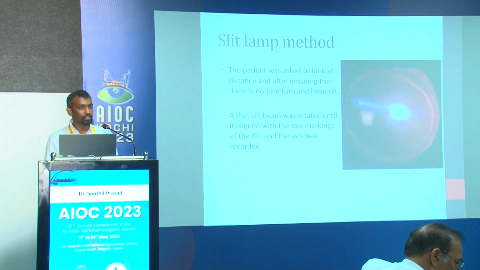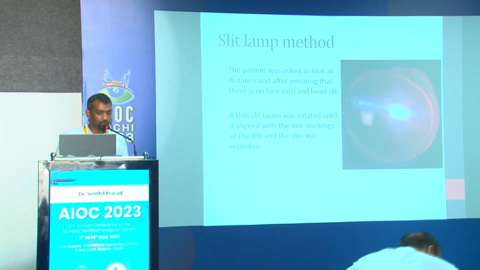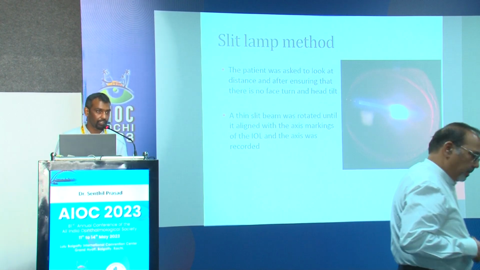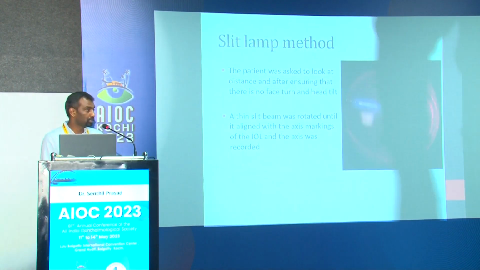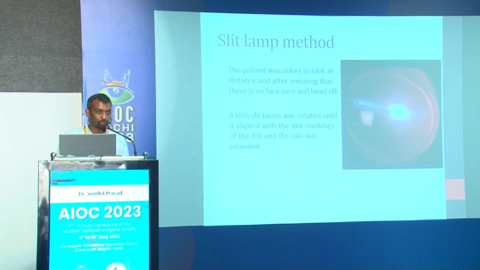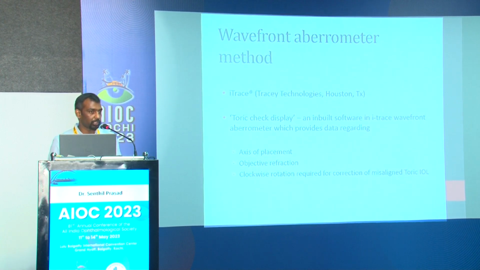For the slit lamp method, the patient was asked to look at a distance, ensuring that there is no face turn or head tilt. Then a thin slit beam was rotated until it aligned with the toric marks. Then the axis was noted from the slit lamp. We used the iTrace wavefront aberrometer. It has a toric check display, which is inbuilt software. It provides data regarding the axis of placement, the objective refraction, and the clockwise rotation that is required to correct the misaligned toric IOL.